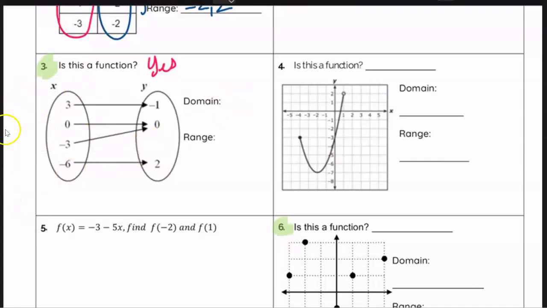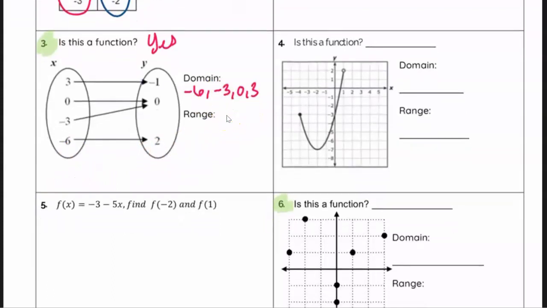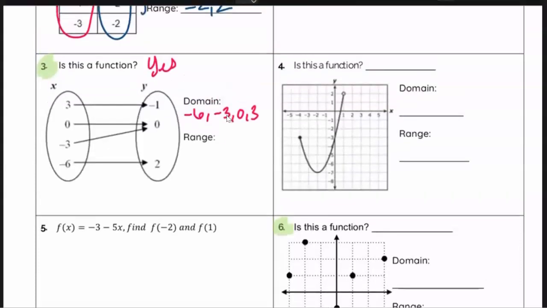Now domain is still all my x values. So I look at this circle right here. So remember, no repeats, from least to greatest. So in this case, my smallest number is going to be the negative 6. Let me give myself more space. The negative 6, negative 3, 0, 3. So once again, I just reordered it from least to greatest. Then I'm going to do my output, my y values, or my range, from least to greatest: negative 1, 0, 2. And that's my domain and range.